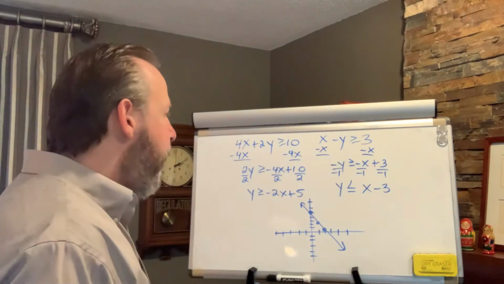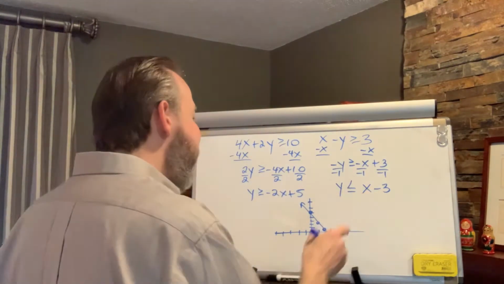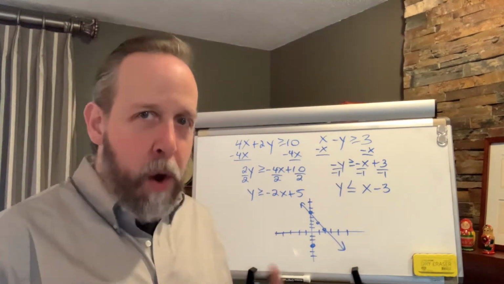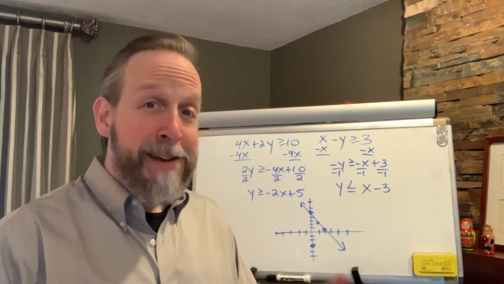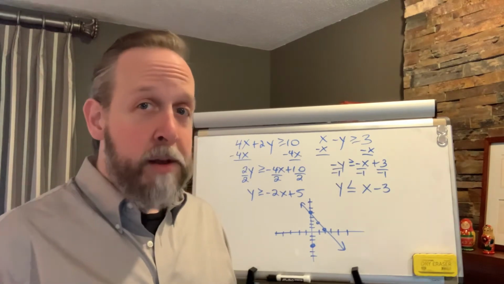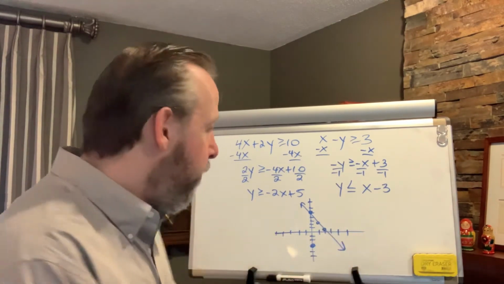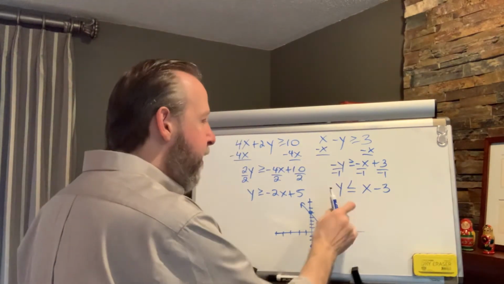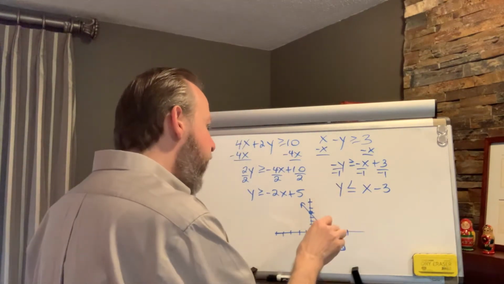And the second line has a y-intercept of negative 3. And the slope is 1. Remember that when x is by itself, it's got a coefficient of 1, which means up 1 to the right 1, and so on and so forth. It's also going to be a solid line because it says less than or equal to.